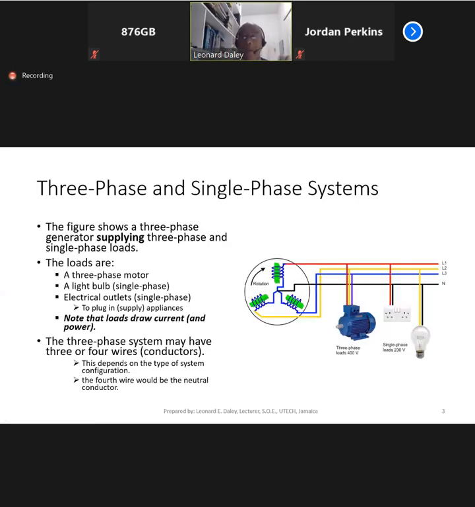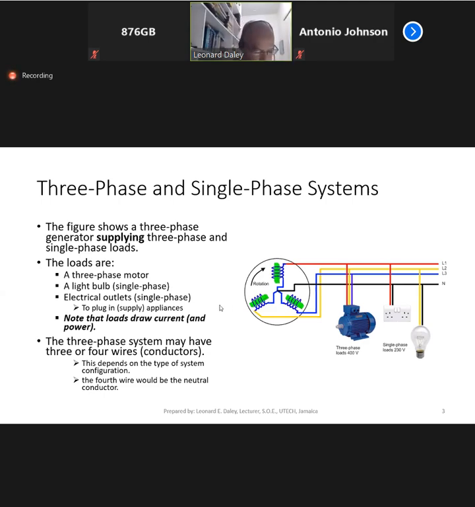All right. So a little bit more about this. I'm showing you now a diagram which constitutes a generator supplying three lines and a neutral. The neutral is the black here. So three lines, three-phase power. And the three-phase power is feeding a three-phase motor. And we have single phase going to a light bulb and also to some plug outlets.